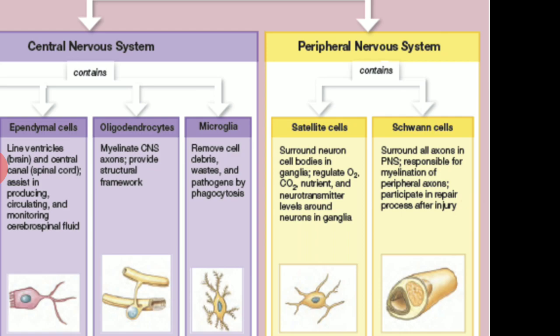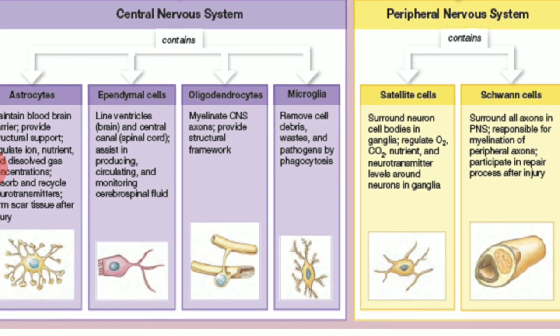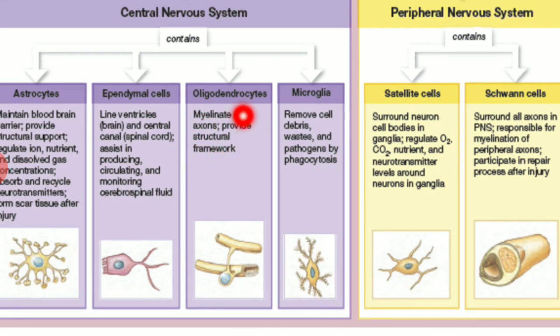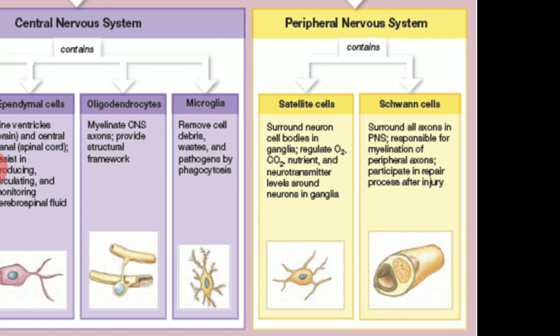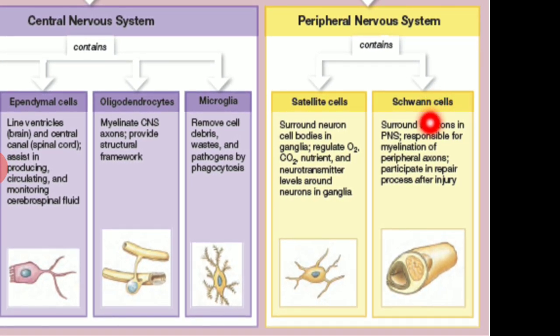In short, oligodendrocytes form myelination around axon of central nervous system, and Schwann cell provide myelination around peripheral axons.